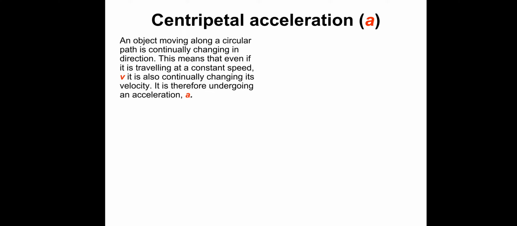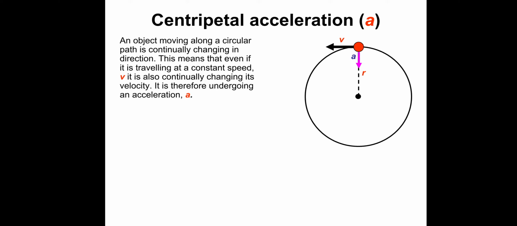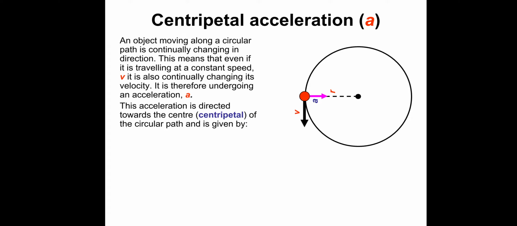So first of all, centripetal acceleration. An object moving along a circular path is continually changing in direction. This means that even if it is travelling at a constant speed v, it is also continually changing its velocity. And if you're changing your velocity over a period of time, you must also be undergoing an acceleration. The acceleration is directed towards the centre of the circular path, and it's centripetal.